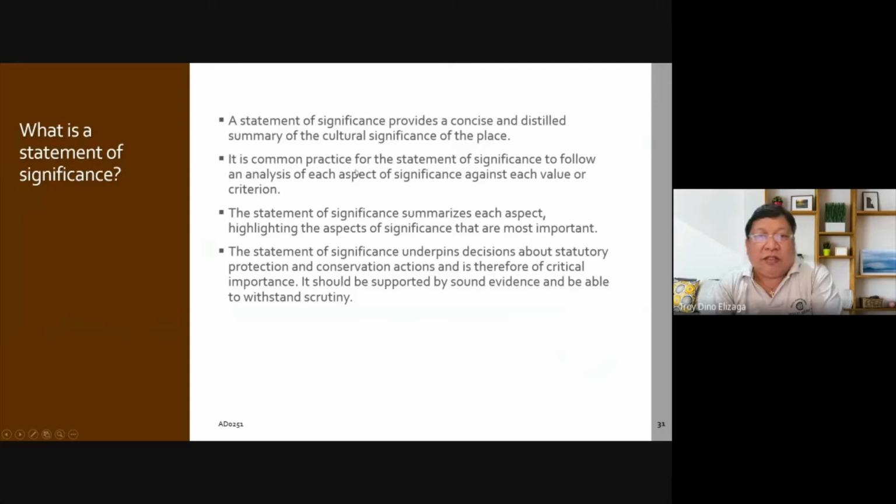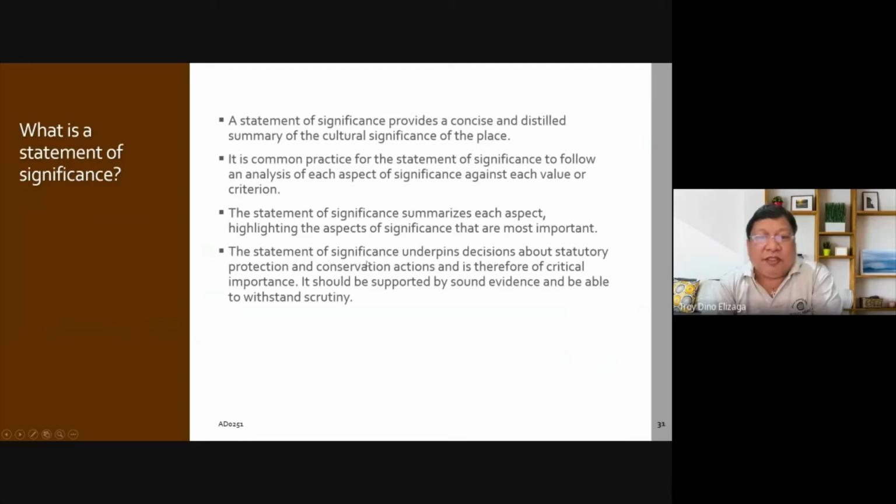It is common practice for the statement of significance to follow an analysis of each aspect of significance against each value or criterion. So this comes after an assessment. It's like the conclusion. The statement of significance summarizes each aspect, highlighting the aspects of significance that are most important.